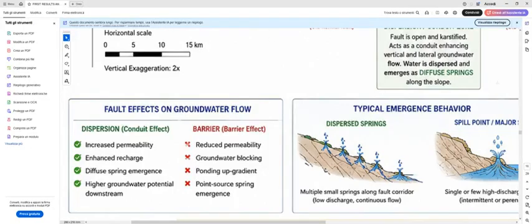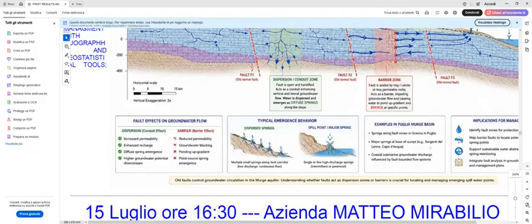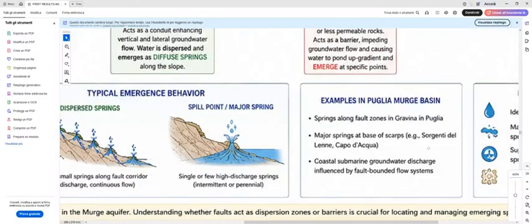The typical emergence behavior. You have multiple small springs along the fault, and you have an example in Puglia emergence. Springs along the fault zone in Gravina. Measure springs at the base of scarps, for example, Sorgenti dell'Enne or Capodacqua. Coastal submarine groundwater discharge influenced by the fault. As we just said, we have an influence on coastal submarine groundwater discharge.